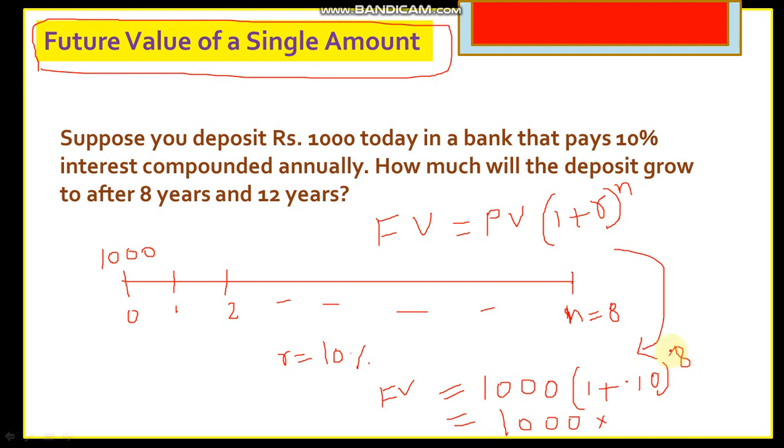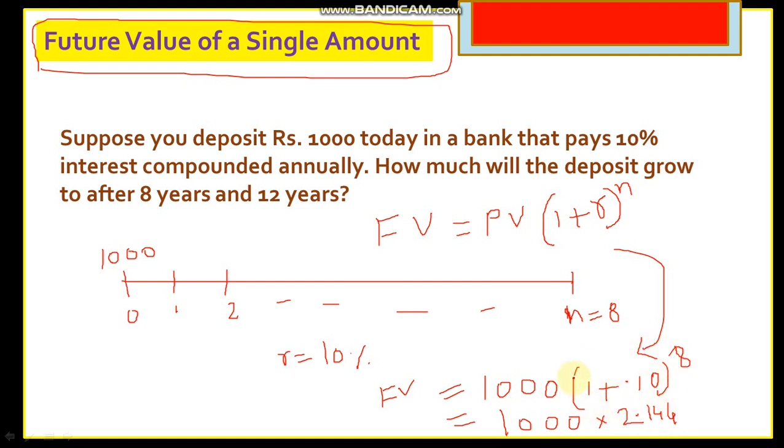The amount will be 2.144. So if you calculate 1.10 to the power 8 in a calculator, this amount will be 2.144. Alternatively, there is a table also, where you can get this particular calculation done.